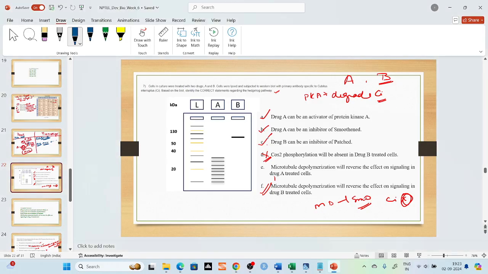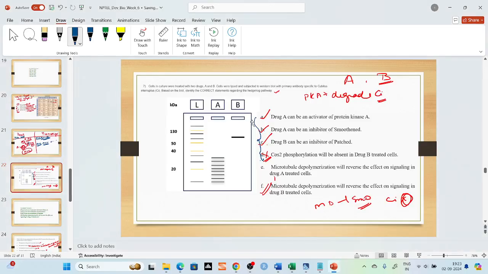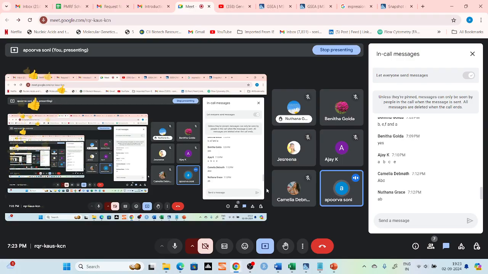Up till D. Are these points clear? Up till D, A, B, C, D. Are these points clear to everybody? Okay. So up till D, I think points are clear. E and F are the problematic statements, I feel.